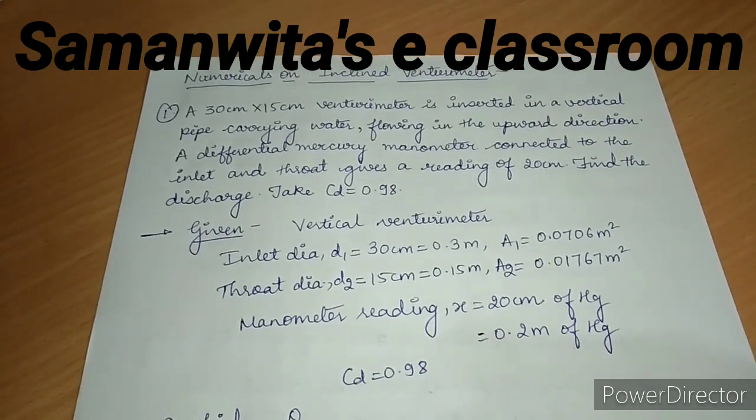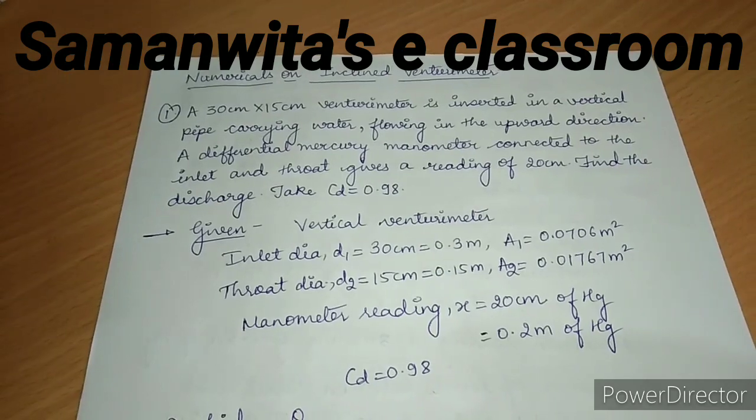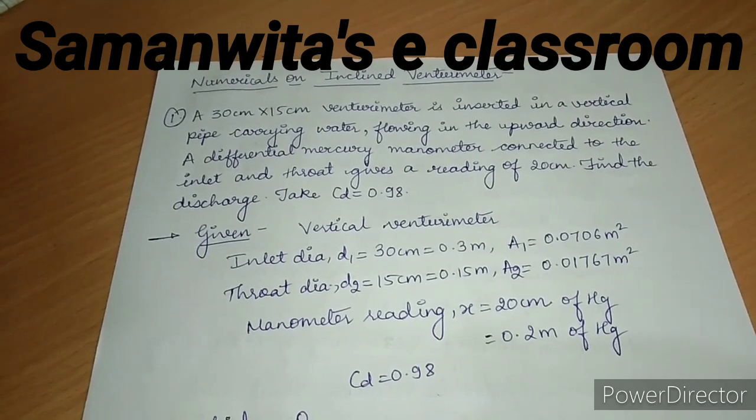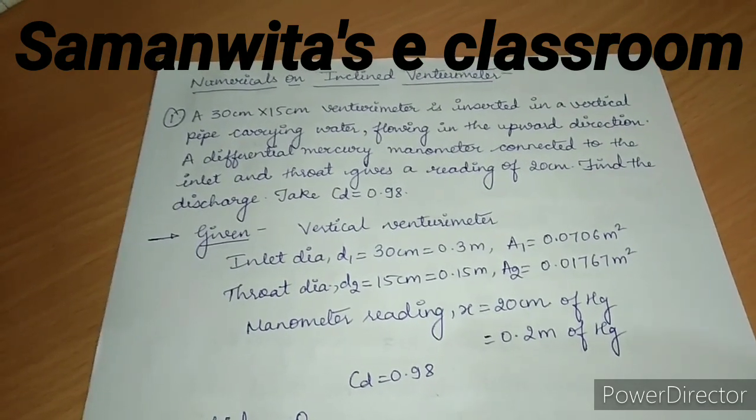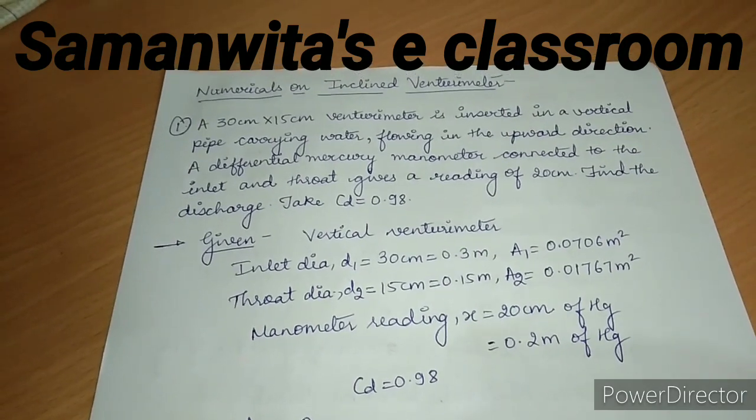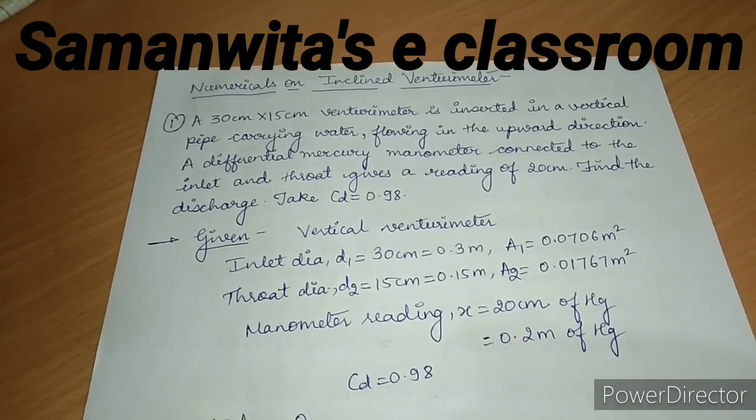In the previous session, we have seen the numericals on horizontal venturimeter. In this session, we will see some numericals on inclined venturimeter. Let's start with the first one.